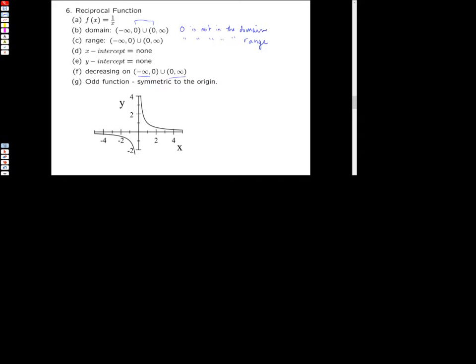This is an odd function because it's symmetric across the origin. It's reflected from the first quadrant down into the third quadrant. Symmetric across the origin.